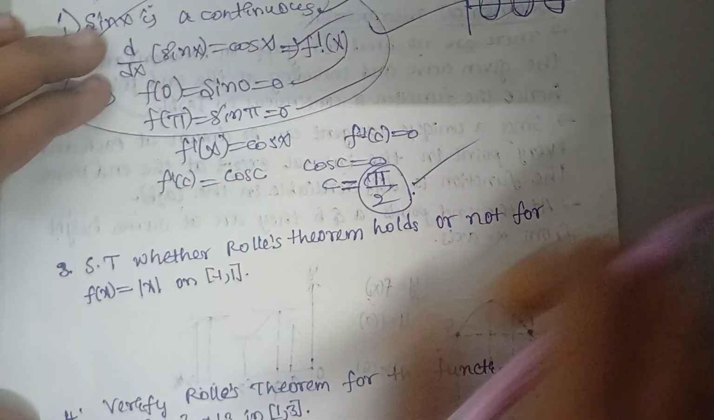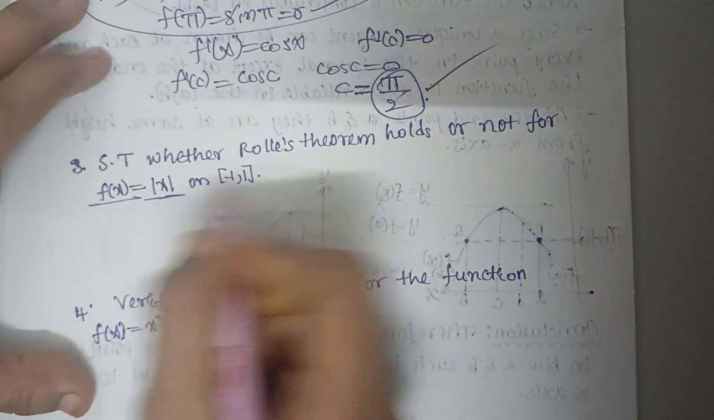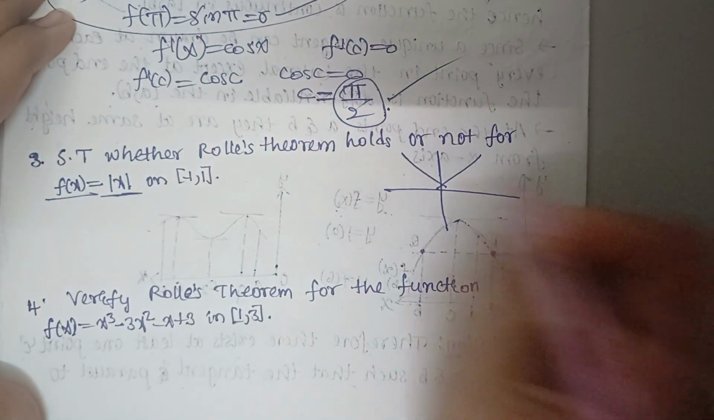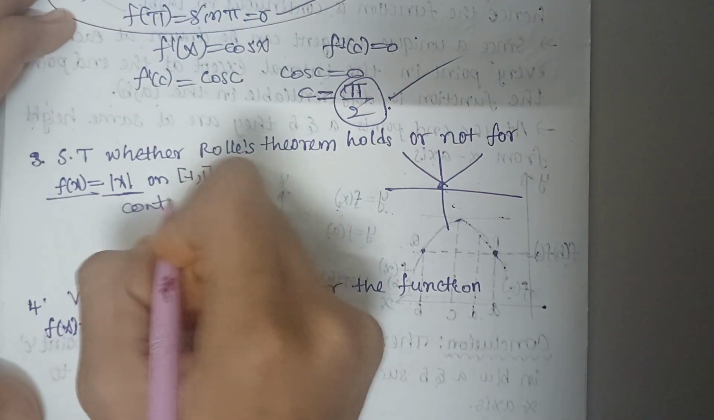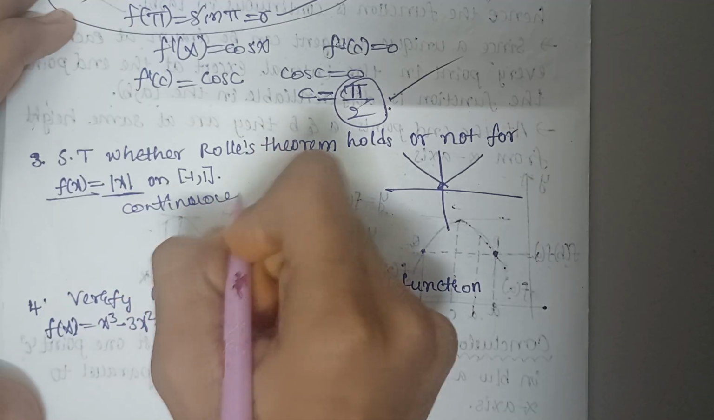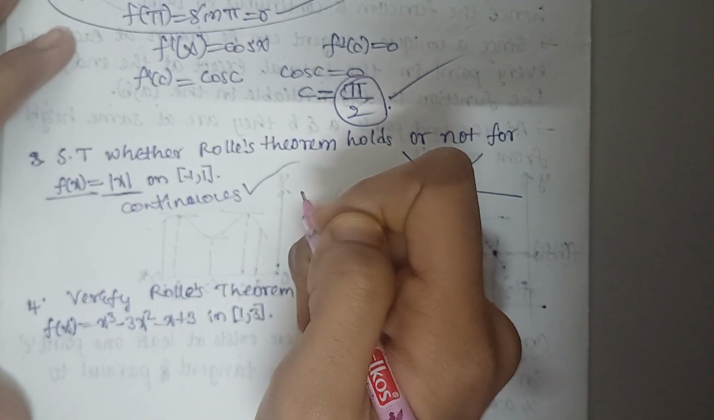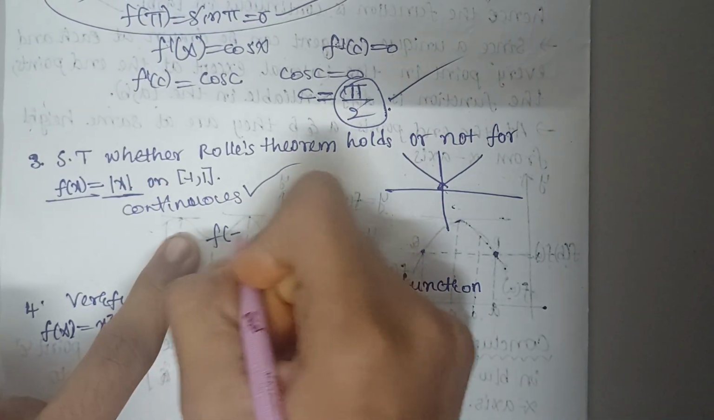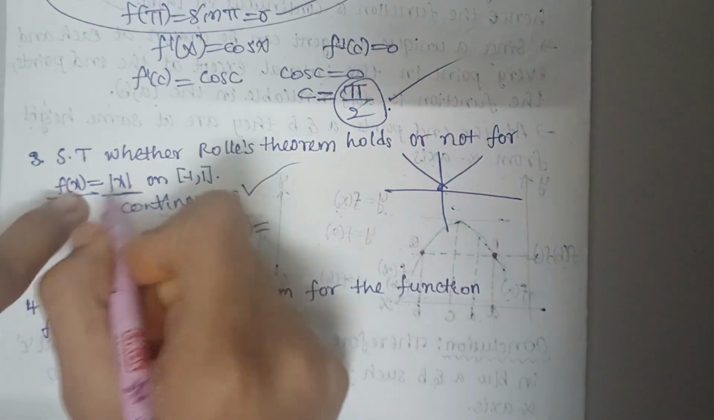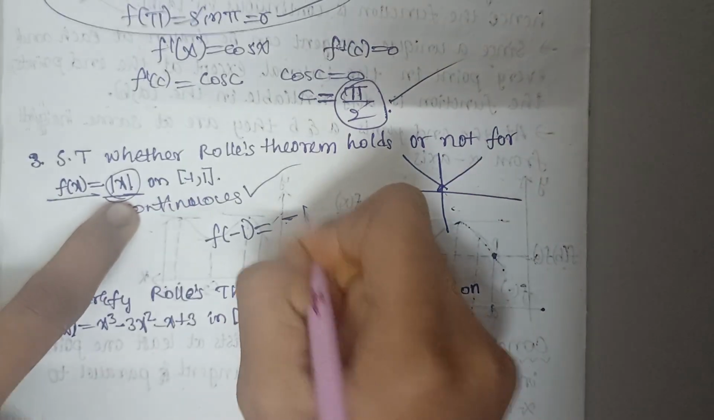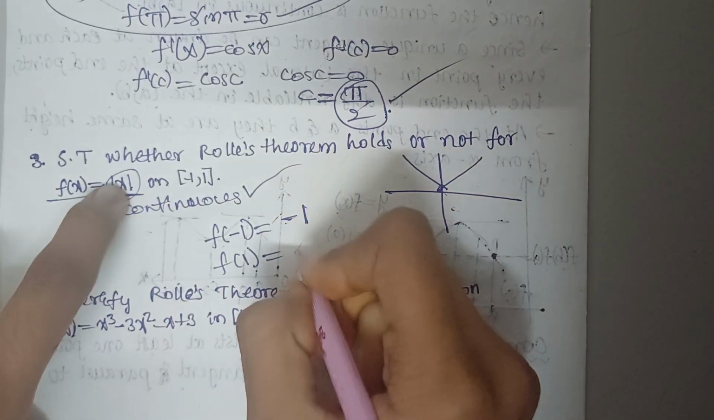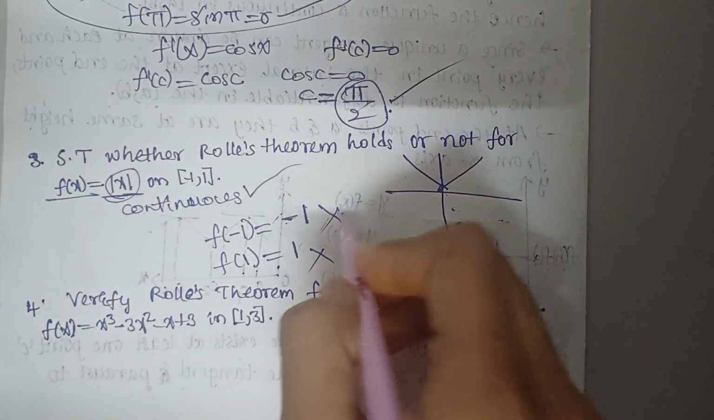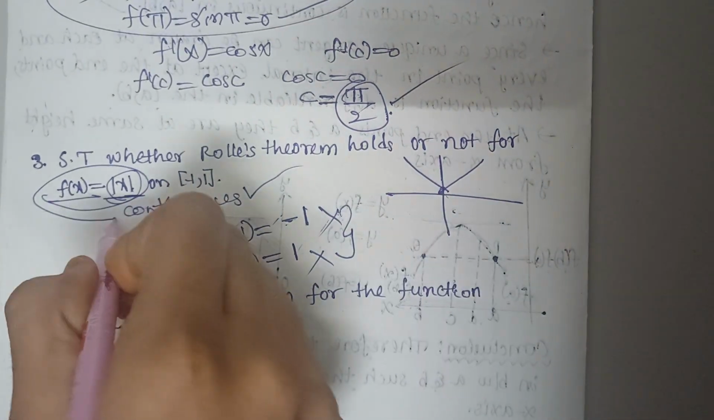And now coming to this third question. Here f of x is equal to mod x. This is a continuous function, since your mod x graph looks in this way. This means your first property gets satisfied. And now coming to this, here you can clearly say that your f of minus 1, which means mod of a negative value, gives you 1, and f of 1, which is a positive value, is 1. Both are not equal, right? So this Rolle's theorem does not hold for f of x is equal to mod x.